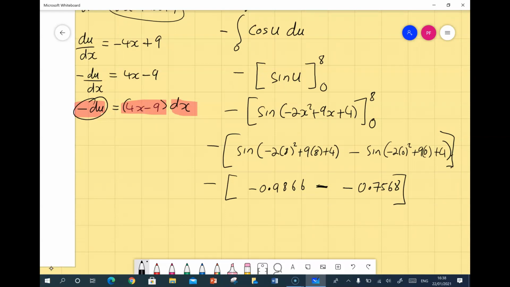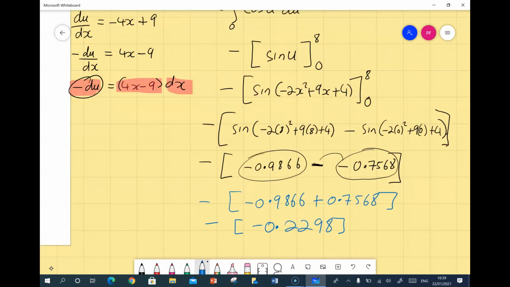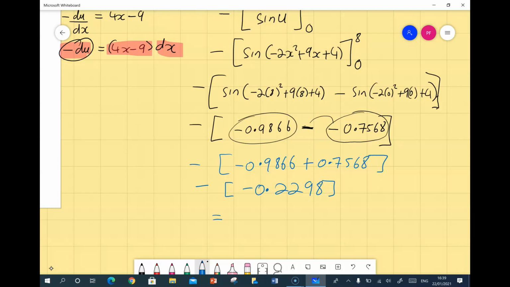We can see the sine when I put in 8 comes to minus 0.9866, and when I put in 0, the sine is minus 0.7568. Remember, I'm subtracting the two of them, so here I have a minus minus, which will be a plus. So it'll be minus 0.9866 plus 0.7568. Into the calculator, and I get minus 0.2298. And here again, I have my minus by minus is a plus, so my final answer is 0.2298.